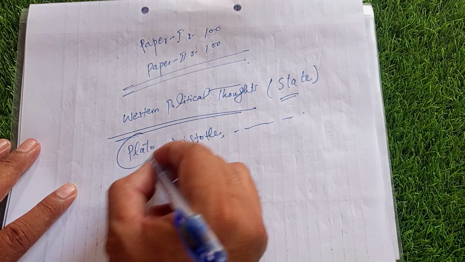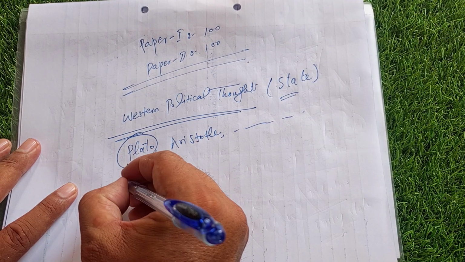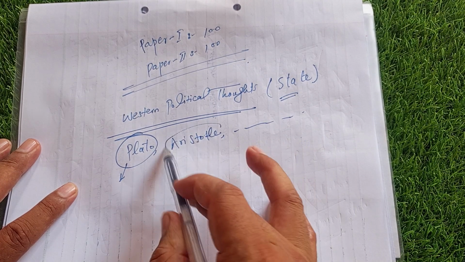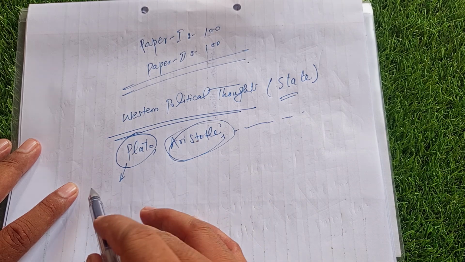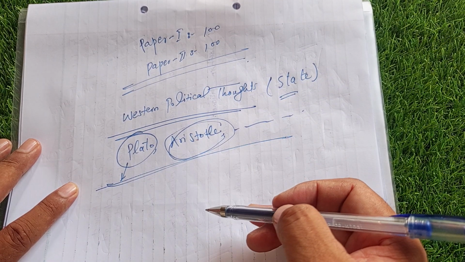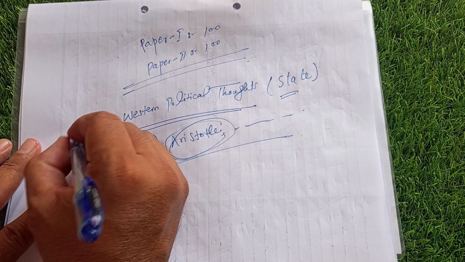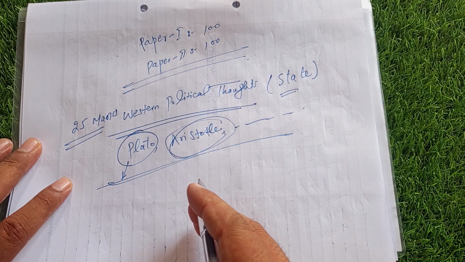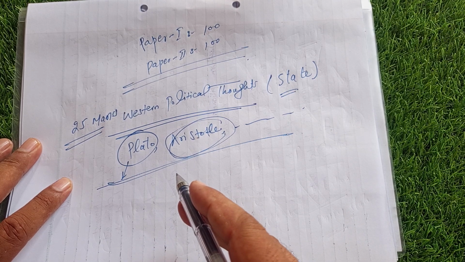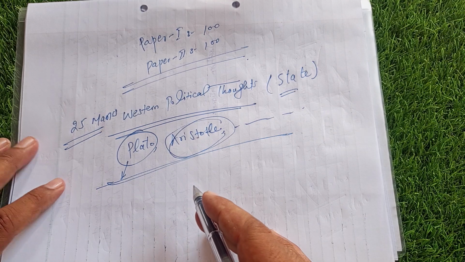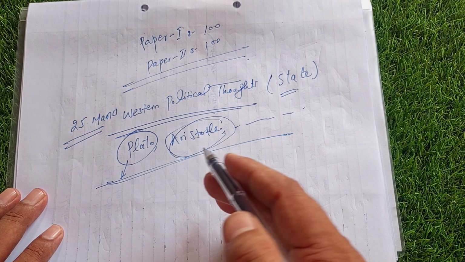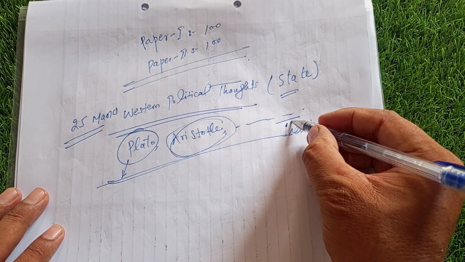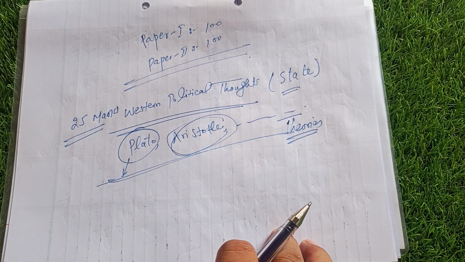And if we talk about Plato, he is to be considered the father of political philosophy in the Western concept of state. If we talk about Aristotle, he is known as the father of political science in the Western political states concept. So initially, for 25 marks in paper 1 of political science, students have to study Western political thoughts, philosophers, along with their philosophies, theories, thoughts, and their inputs for the states.